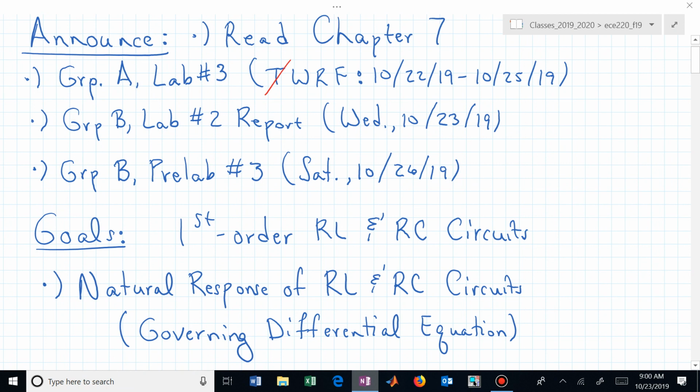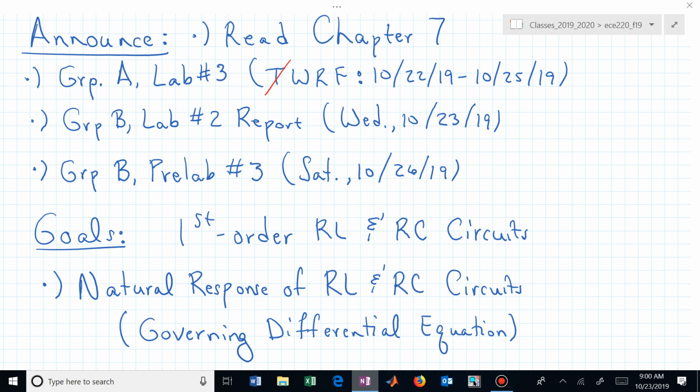We are now in Chapter 7. We have 3 more chapters to go for the semester. Chapter 7 is first order circuits, or RL-RC circuits. Then we have Chapter 8, which is second order circuits, where we have 2 energy storage devices. Typically, we will simply analyze RLC circuits that are either in series or parallel.